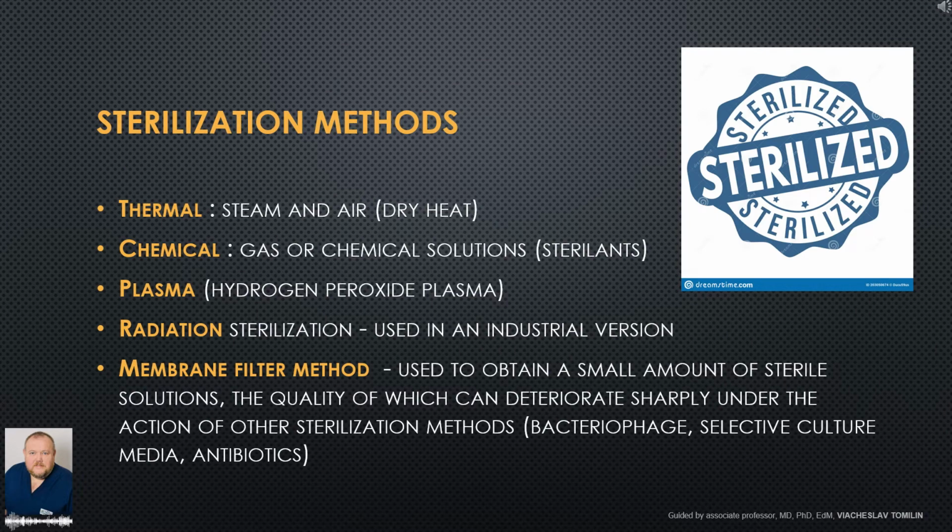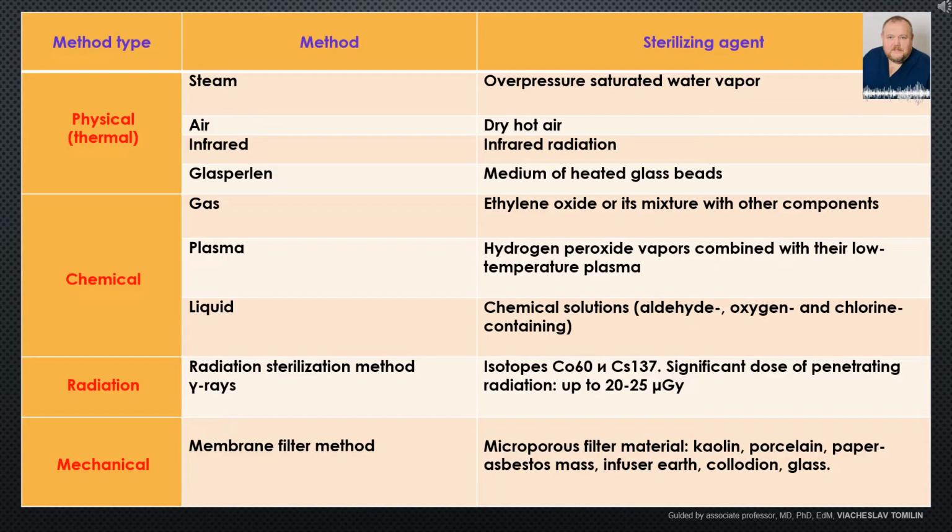Sterilization methods. Thermal: steam and air, dry heat. Chemical: gas or chemical solutions, sterilants. Plasma: hydrogen peroxide plasma. Radiation sterilization, used in an industrial version. Membrane filter method, used to obtain a small amount of sterile solutions, the quality of which can deteriorate sharply under the action of other sterilization methods, bacteriophage, selective culture media, antibiotics.